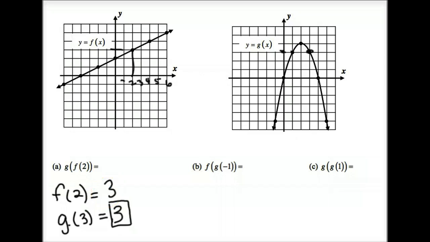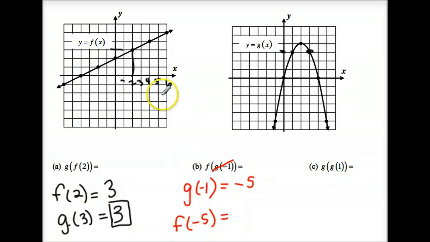Let's try one more. Find f of g of negative 1. Work inside out. So g of negative 1, meaning I'm using this function right here. I know it's here. That's where my x is. What's my y? 1, 2, 3, 4, 5. Negative 5, because I'm going down. This gets replaced with negative 5.